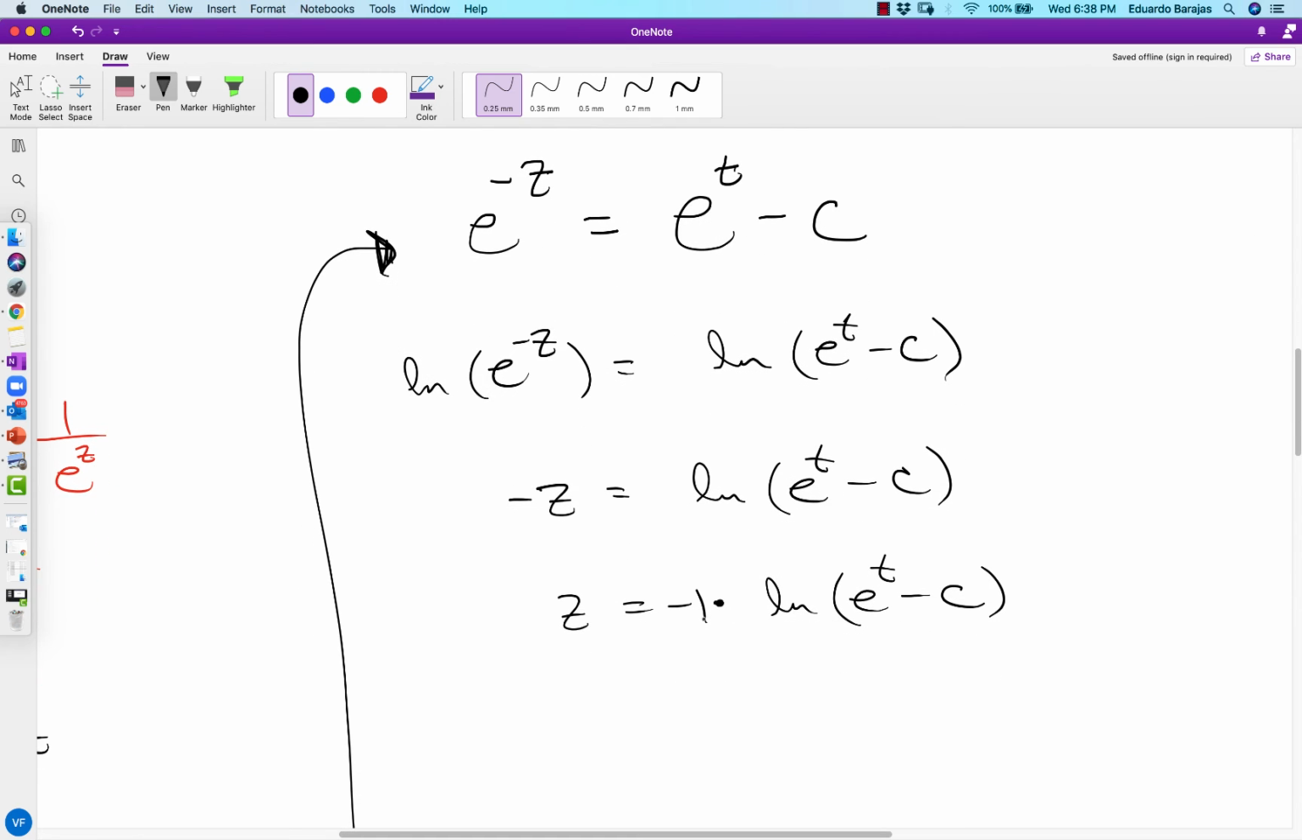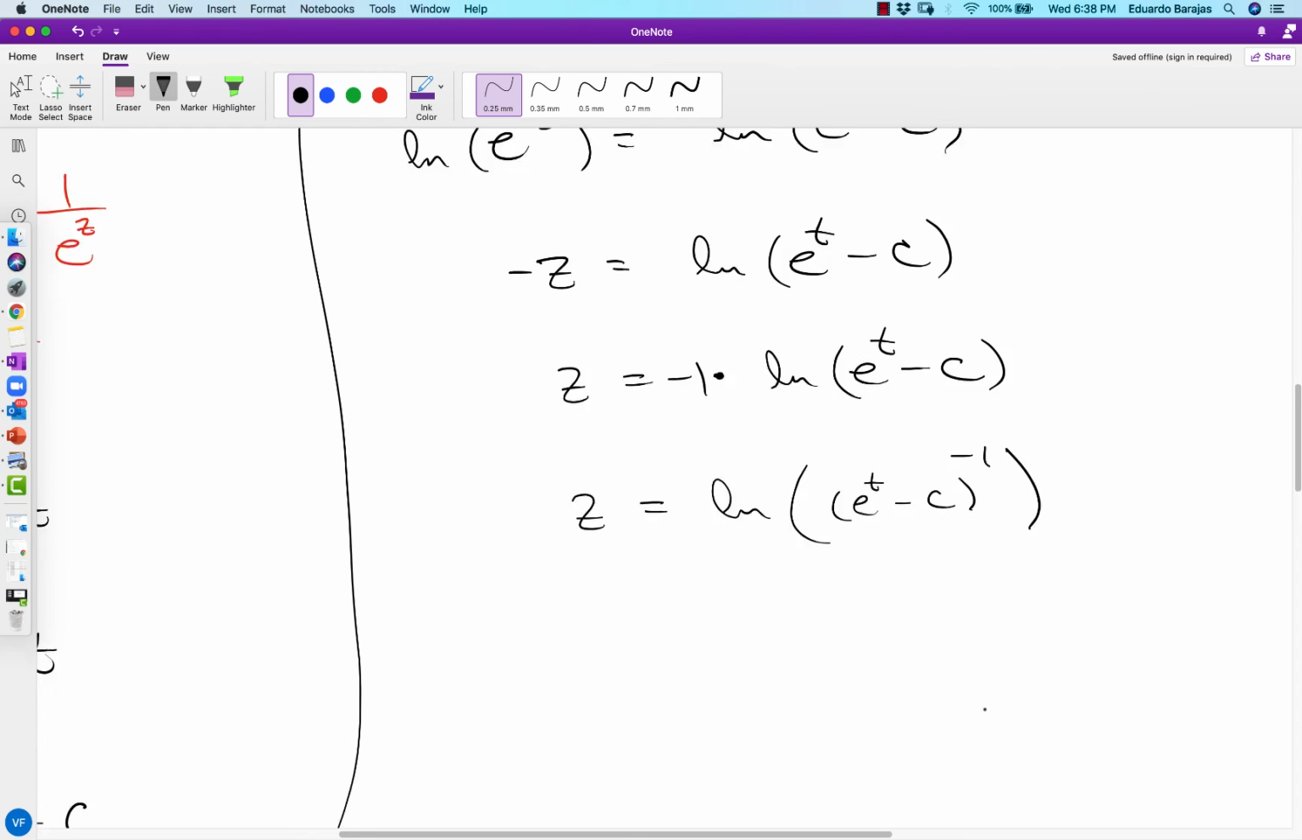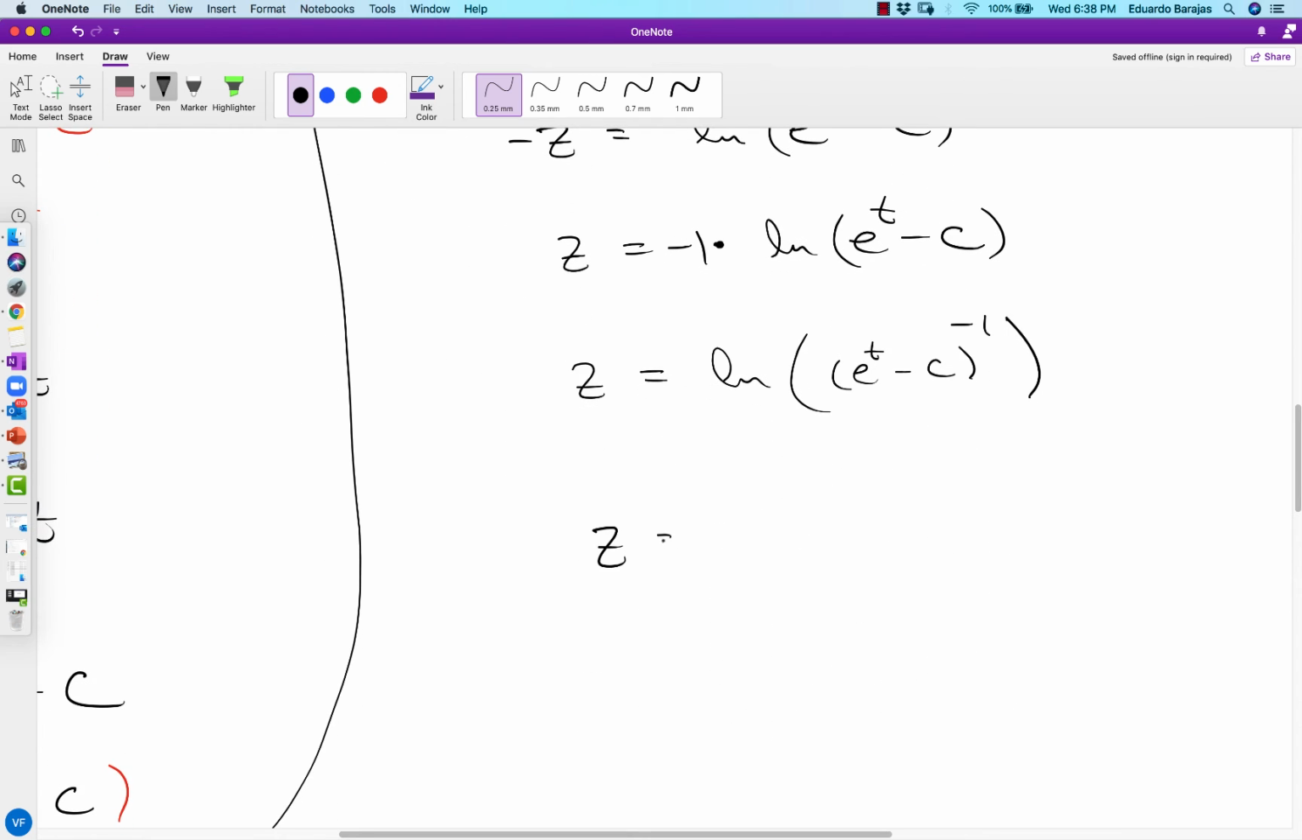And finally, we know that we can bring this up into the exponent of the argument of our log function. This becomes ln of e to the t minus c raised to the negative 1 power, which means that z can be written as ln of 1 over e to the t minus c. And there's our answer.